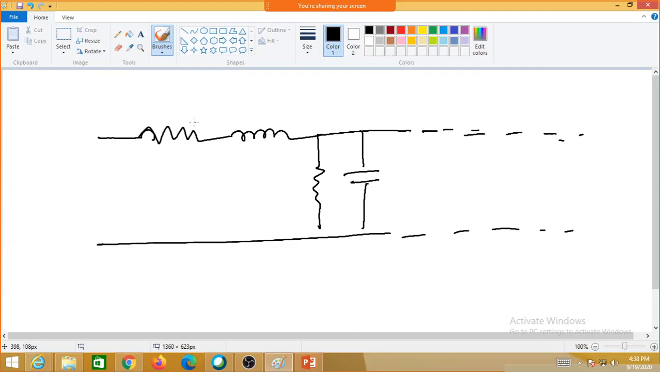Okay, so if you take a piece of transmission line of some length delta x.